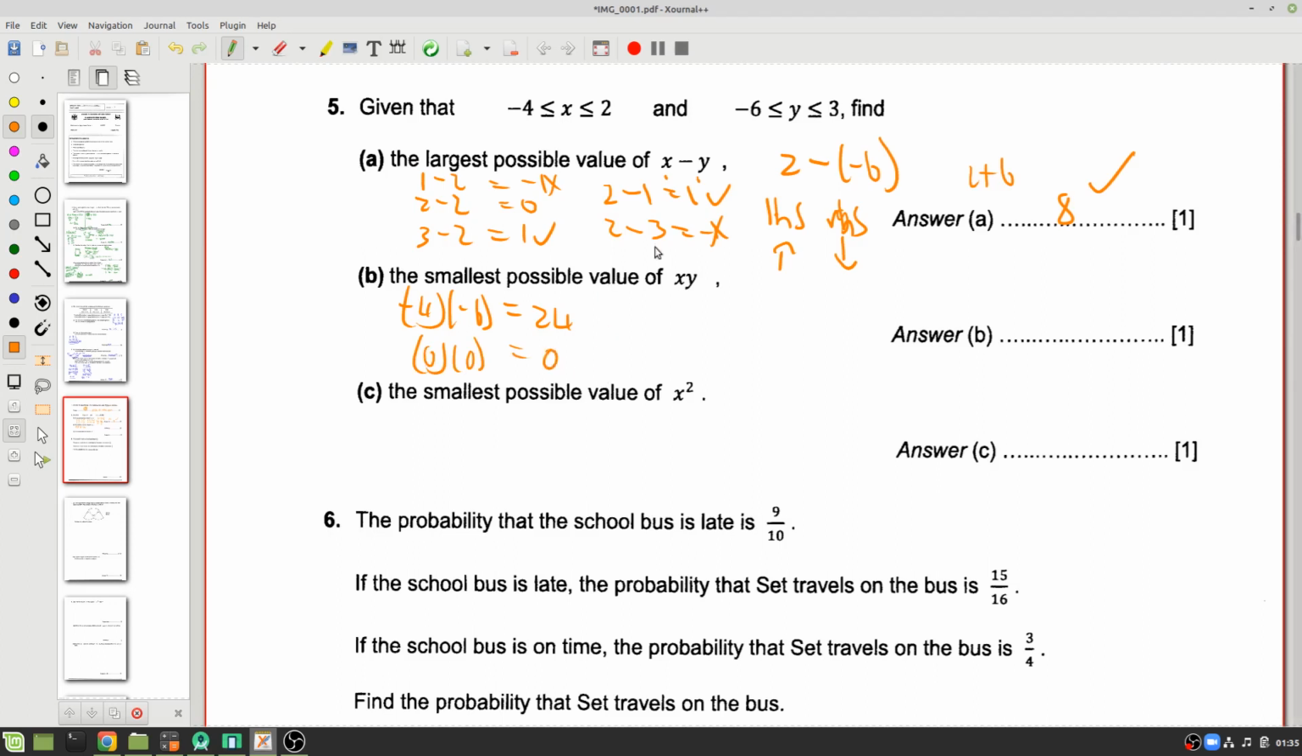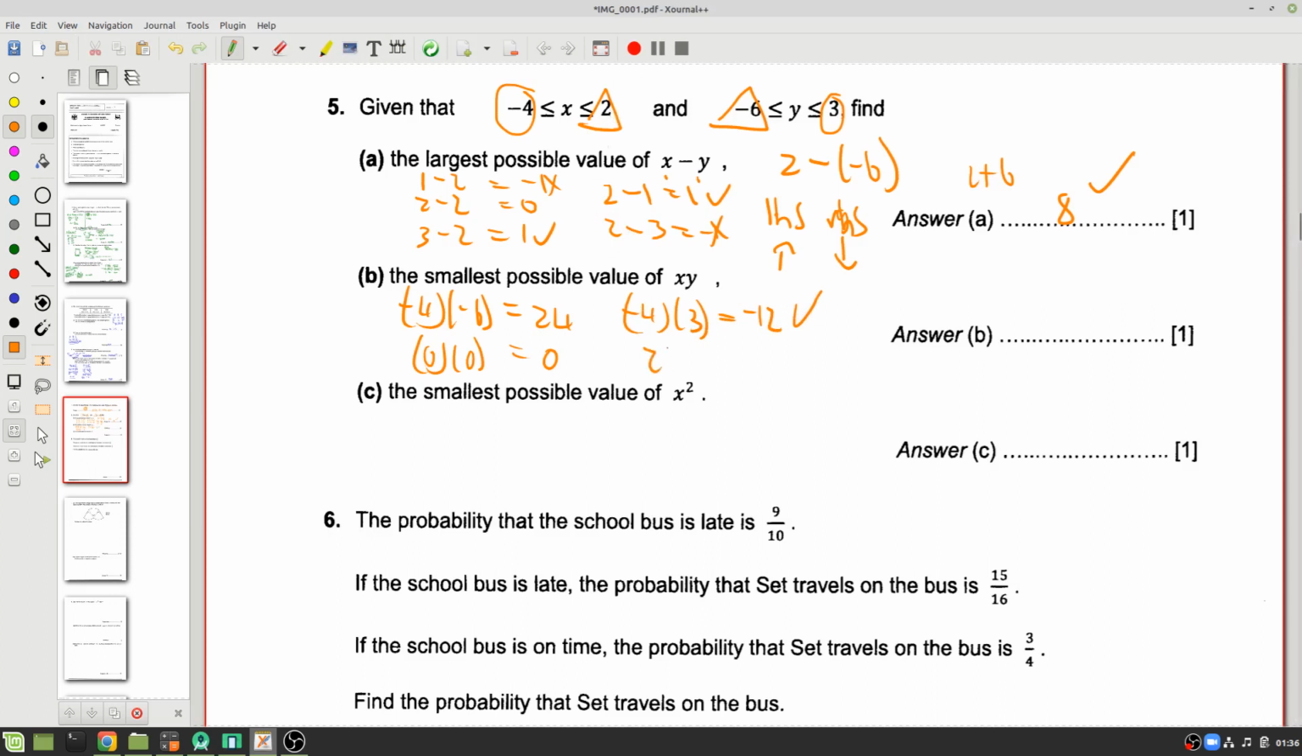That's quite small. But what we can also do is take the smallest of one and the largest of the other, and see what happens then. And then we can compare that to the largest of the first one and the smallest of the other one. So let's check. -4 times 3, that gives us -12. Smallest so far.